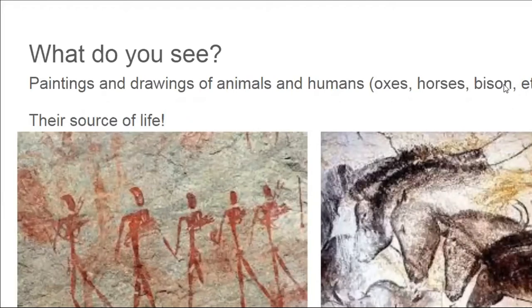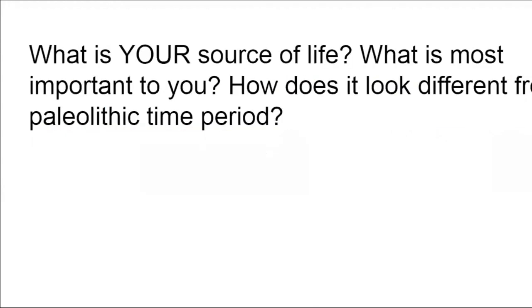The oxen, the horse, the bison, these things that they paint were probably their source of light, heat, when they wanted to start a fire, they were their source of food, they were their source of clothing, but then the only way they kept each other alive was by reproducing. So even humans were very important to them, and the men who went out, and even women who went out probably, fought to get these animals. So we have a little bit of insight into their life just from their images, no written language possible.